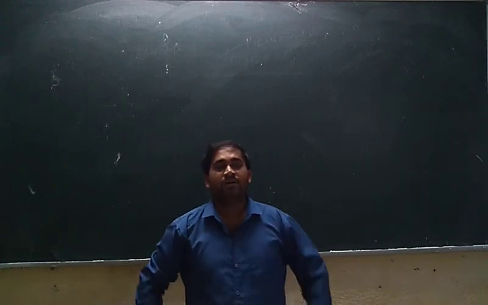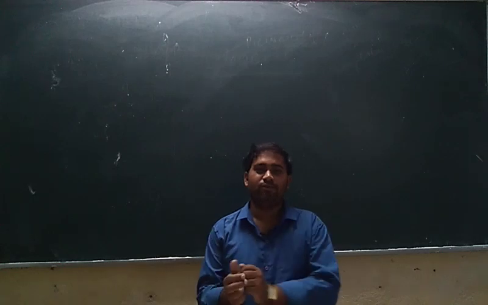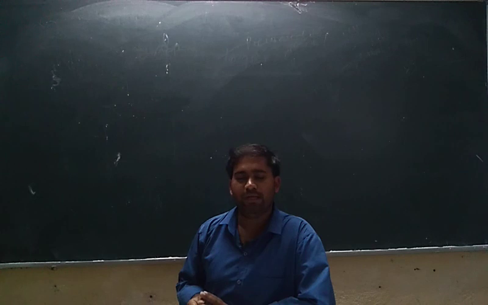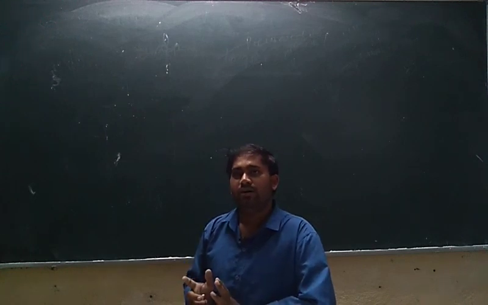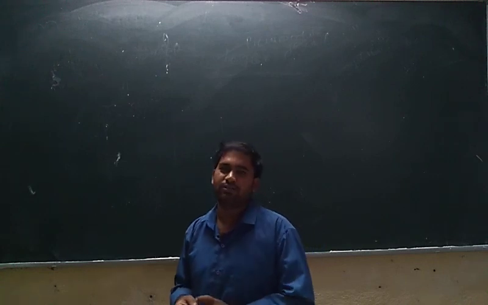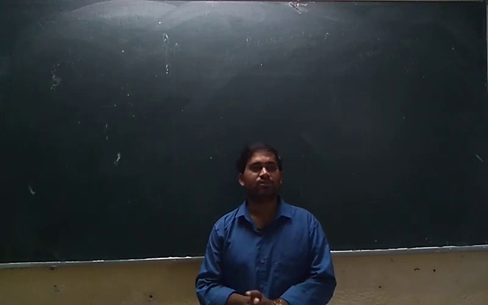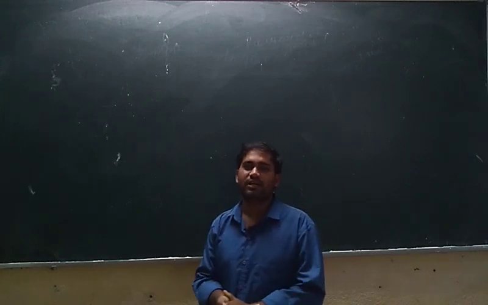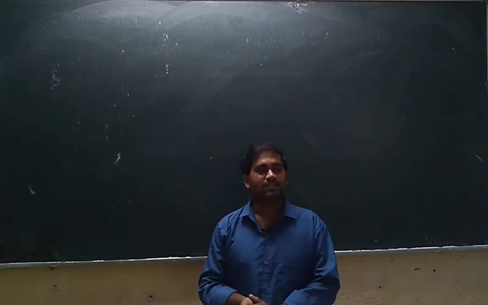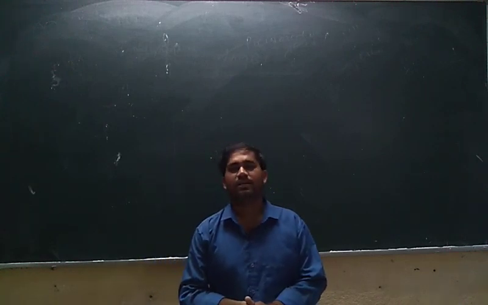In the last class we discussed the vector form of Coulomb's law. In vector form we mainly discussed two different cases: when the charges are of similar nature, and when the charges are of dissimilar nature. That means in the first case we take both charges either positive or negative. In the second case, one charge is positive and the other is negative.